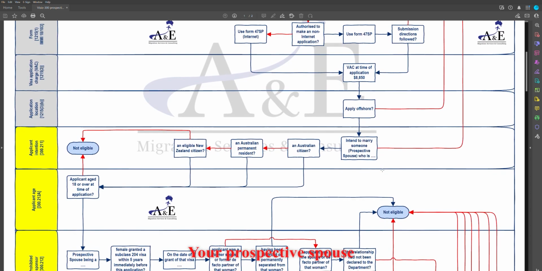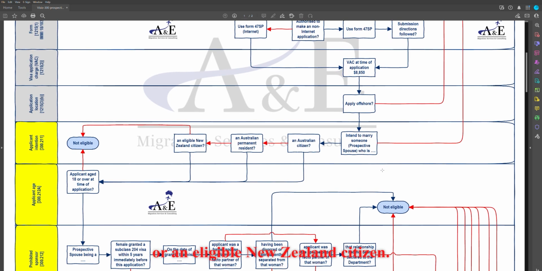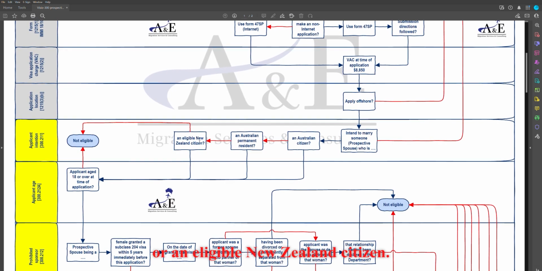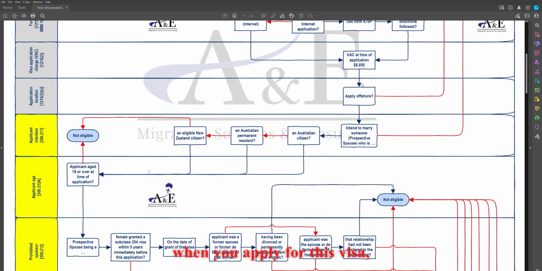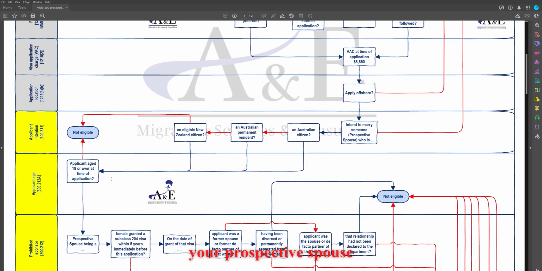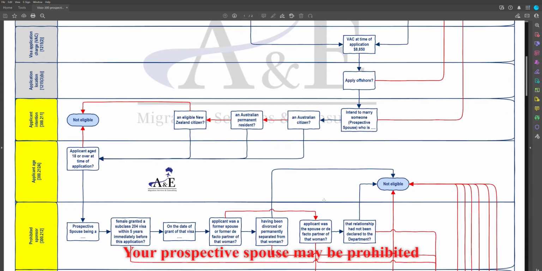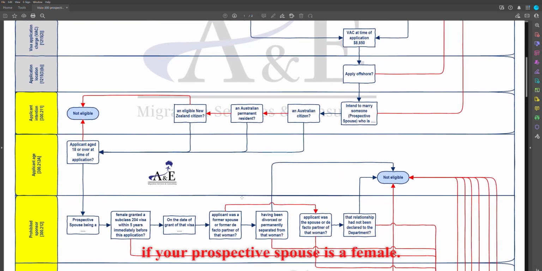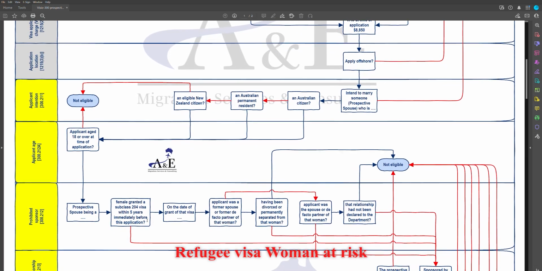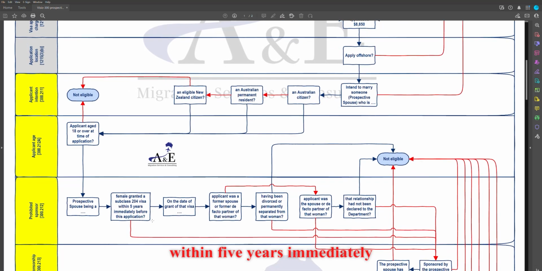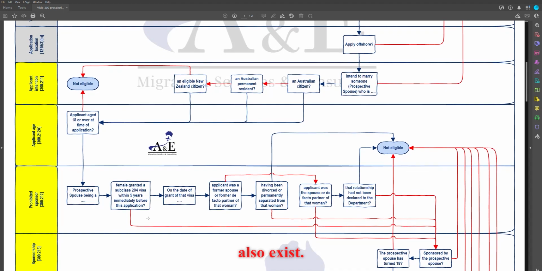Your prospective spouse must either be an Australian citizen, an Australian permanent resident, or an eligible New Zealand citizen. You and your prospective spouse must be at least 18 years of age when you apply for this visa. Your prospective spouse will need to sponsor you. Your prospective spouse may be prohibited from sponsoring you if your prospective spouse is a female granted a subclass 204 refugee visa, woman at risk, within 5 years immediately before your visa application, and other specified circumstances also exist.